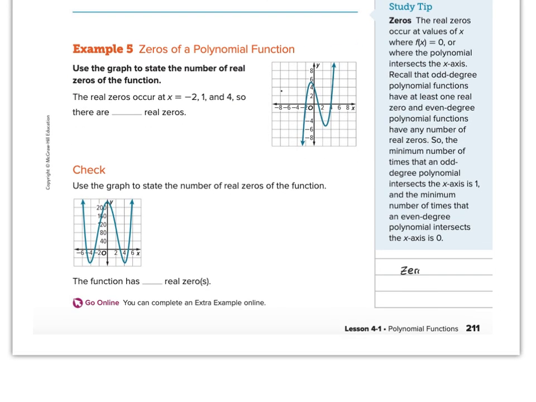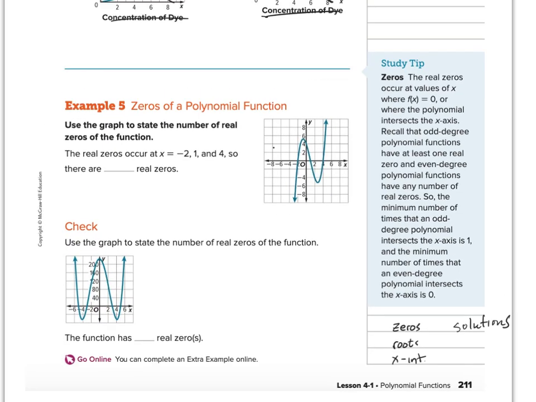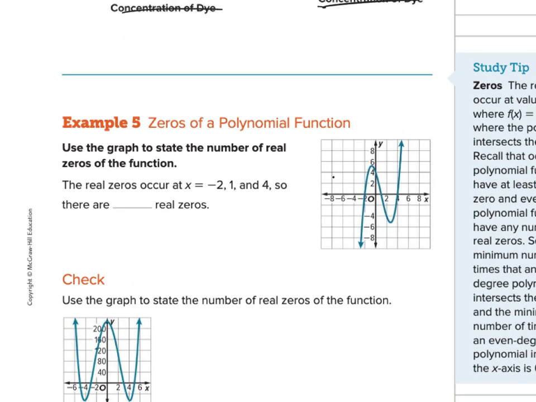We have zeros, roots, x-intercepts, and solutions. Think about it. Okay, all of those are the same thing. So when we talk about roots, we are talking about the x-intercepts. So using this, use the graph to state the number of real zeros of the function.